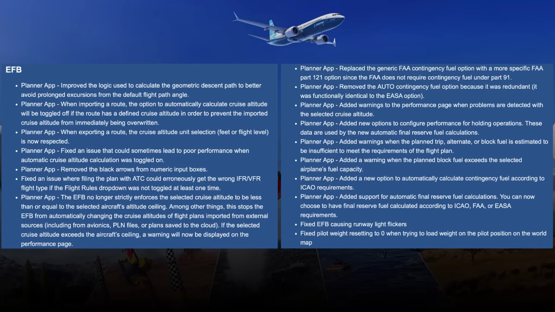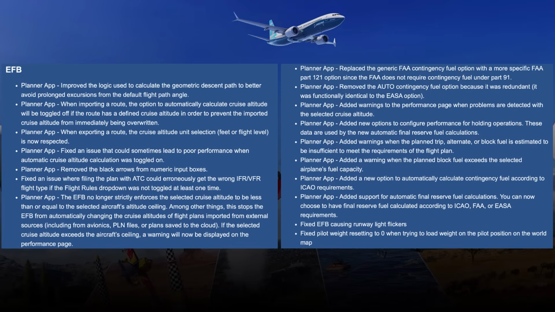Replace the generic FAA contingency fuel option with a more specific FAA Part 121 option, since the FAA does not require contingency fuel under Part 91. Remove the auto contingency fuel option because it was redundant. It was functionally identical to the EASA option. Added warnings to the performance page when problems are detected with the selected cruise altitude.